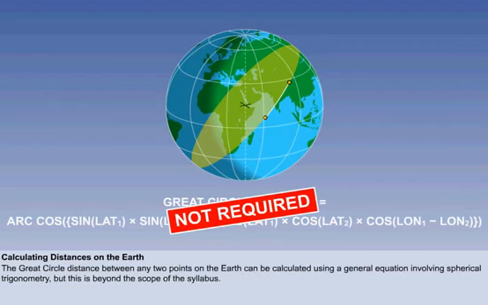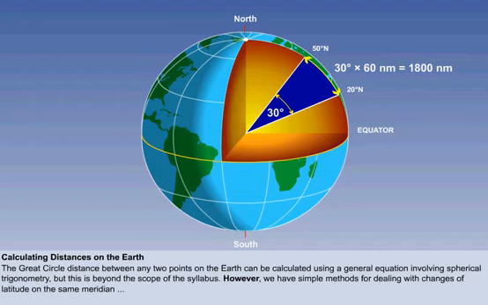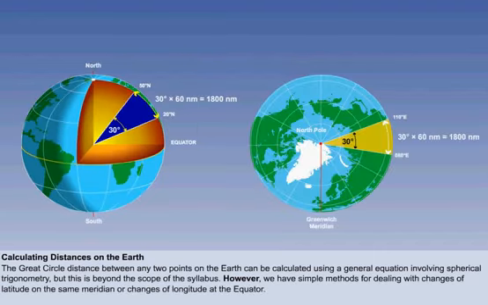Consequently, problems involving the calculation of great circle distances are limited to those where the 2 points lie on special great circles. These are when the points are both on the same meridian, or when they are both on the equator.